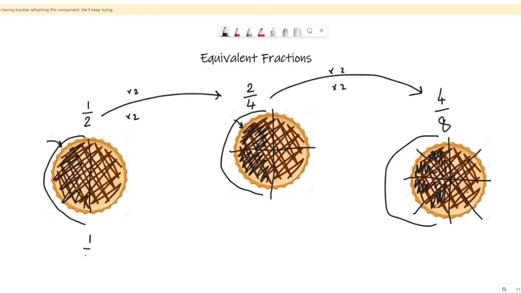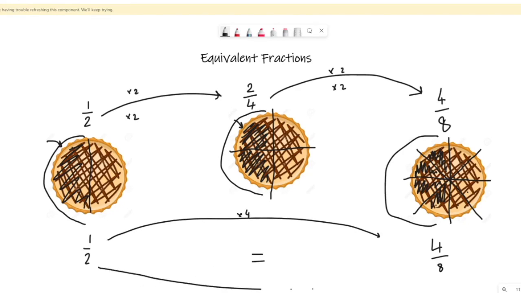If I compare this 1/2 to this 4/8, the two hold the same value. So how are they equal? How did 1 become 4? We times it by 4, and how did 2 become 8? We times it by 4 again. So from this we know that if you want to convert a fraction into an equivalent fraction, you have to multiply the numerator and denominator both by the same number, and they hold the same value. Let's do some examples now.